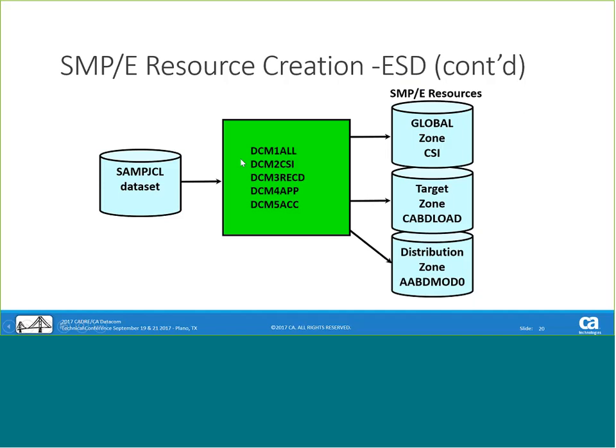So here's a picture of what that looks like. If you execute the full set of members, what you end up with is the global zone, your target zone, and your distribution zones.